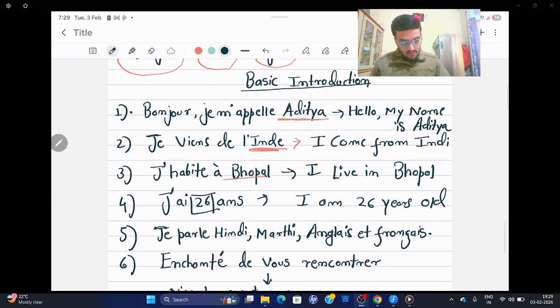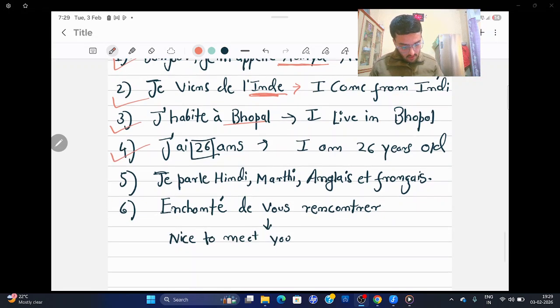So we have discussed in our basic introduction how we tell our name, in which country we live, which place we belong to in that country, what our age is, and what languages we speak. And last but not the least, we wrap up the conversation by saying Enchanté de vous rencontrer, which means nice to meet you.